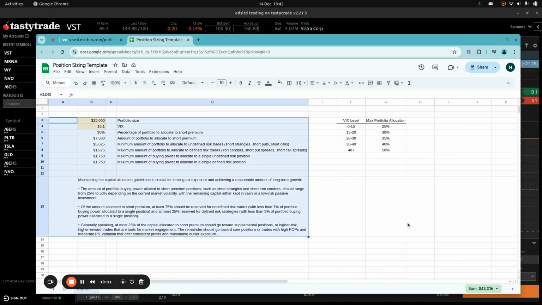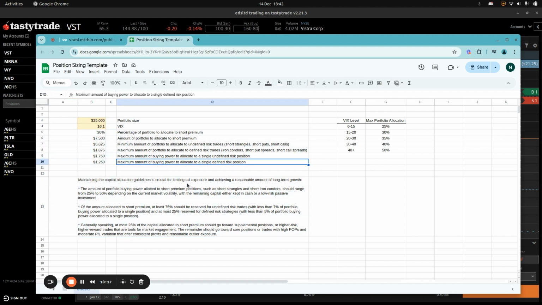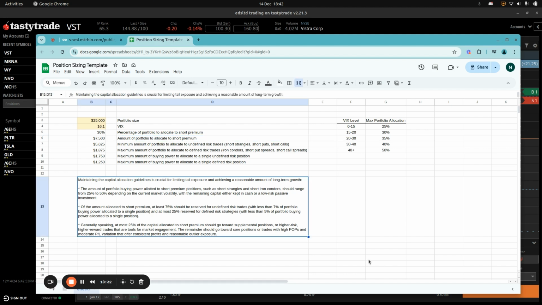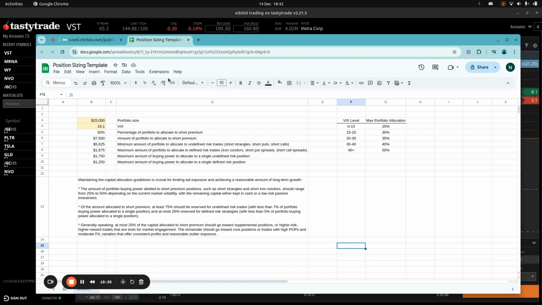At this point, all you need to do is use this information to form the backbone of your portfolio, and you will be absolutely fine over the long term. It will tell you the maximum amount of buying power to allocate to any single defined risk position, undefined risk position, and how much of your portfolio you should be allocating to short premium strategies in general. There's also an explanation here explaining everything and going into a little bit more detail.